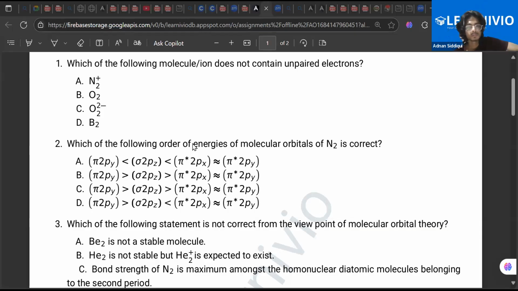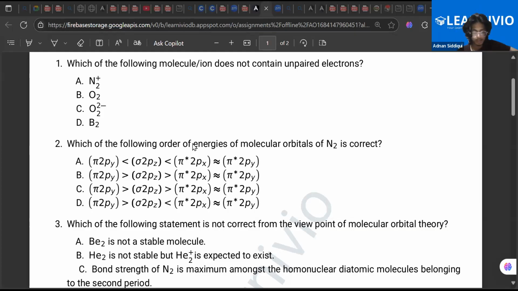B and C are the same. Then which one should be the correct answer? B and C are not the answer, to be honest. Whenever you have to choose between anti-bonding and bonding molecular orbitals, the anti-bonding molecular orbitals will have higher energy because they are unstable, right? The anti-bonding one should be higher.